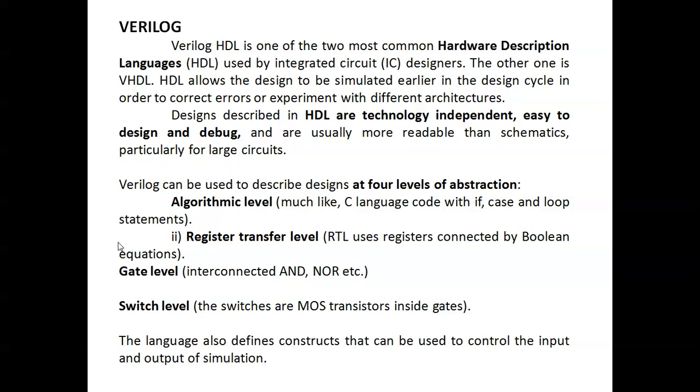Similarly, Verilog, the hardware description language, has a classification. There are four levels of abstraction. One is the algorithmic level, which is C-language code with if, case, loop, and statements. Then the register transfer level, RTL, where Boolean equations are present in the code. Then the gate level, using AND gate, OR gate, and XOR gate, with the interconnections in the code. Then the switch level, which uses CMOS coding. These are the four levels of abstraction used in Verilog coding.